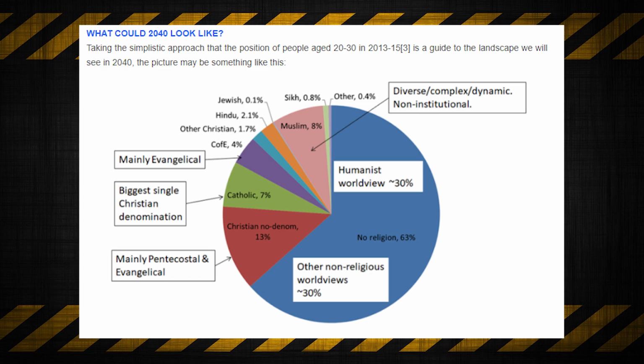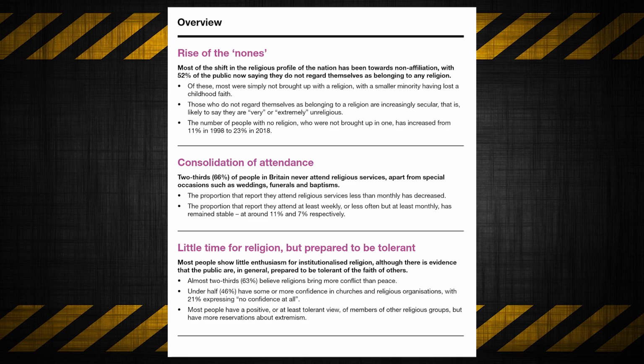Now, this was the overview that they gave in the British Social Attitudes Survey. I won't read it all out, but a couple of key points that I want to mention. Those who do not regard themselves as belonging to a religion are increasingly secular. That is, likely to say they are very or extremely unreligious. Couple that with this consolidation of attendance. The proportion that report they attend at least weekly or less often, but at least monthly, has remained stable at around 11 and 7% respectively. This is something that we see throughout this entire report, actually, is effectively a polarization.